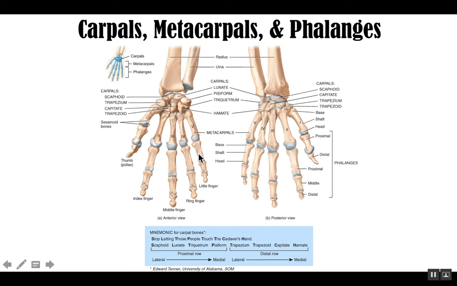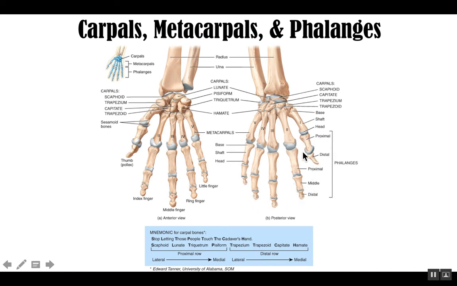Then we move distal and we are in the fingers. And the fingers have phalanges. And the phalanges we give designations based on their position. We have proximal phalanges, which would be articulating with the metacarpals. We have middle phalanges in 4 of the 5 fingers. And then we have distal phalanges in all 5.